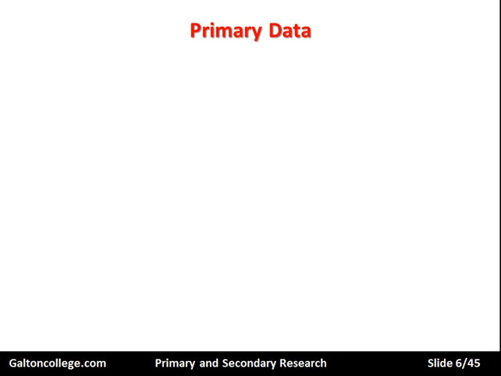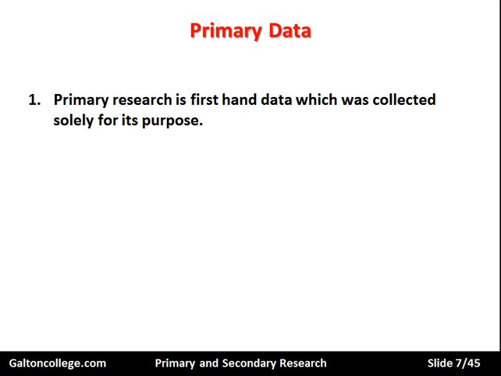Now let's look at primary data. Primary data is first-hand data, and it's collected solely for its purpose. So primary data is data that's collected from source for a particular purpose.